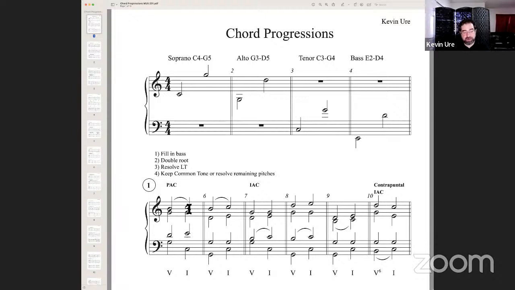Now, talking about composition a little bit, I don't necessarily think that you should be writing your music thinking, okay, I need a 5/1 cadence here.